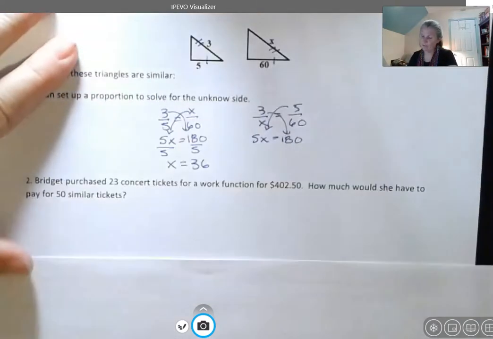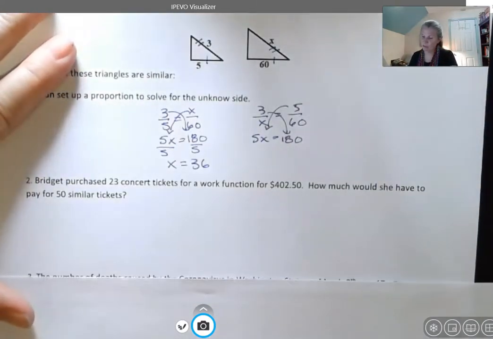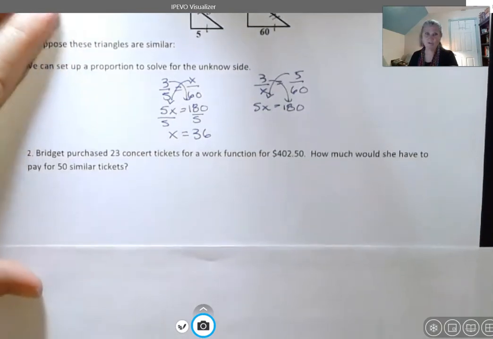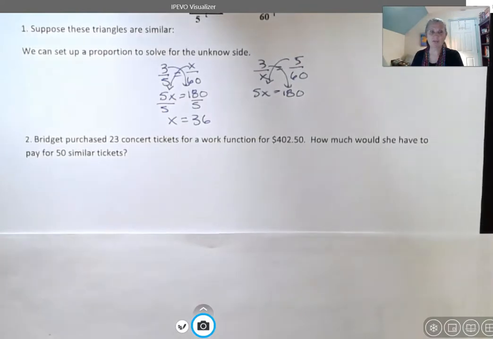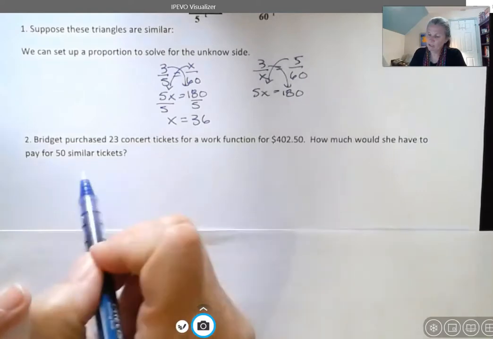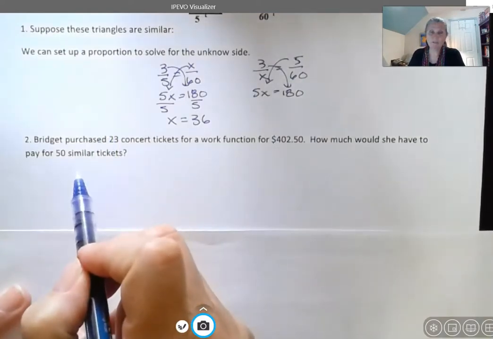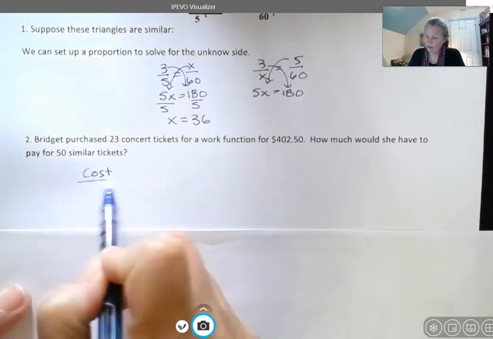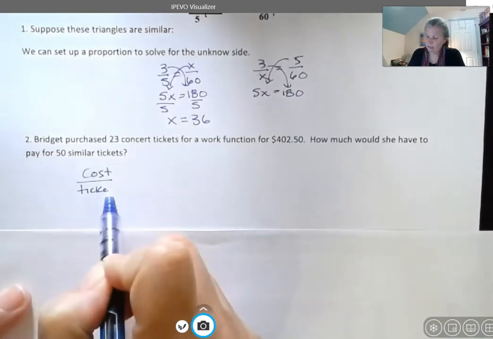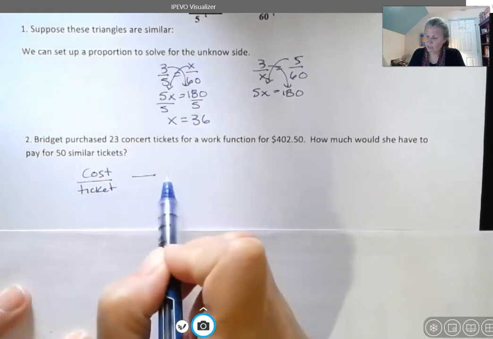Okay, in the second one it says Bridget purchased 23 concert tickets for a work function for $402.50. How much would she have to pay for 50 similar tickets? So we're going to set this up, and when I'm setting up a proportion, I try to remind myself what I'm comparing. So I would write cost to tickets, something like that. And then I would set that proportion up.